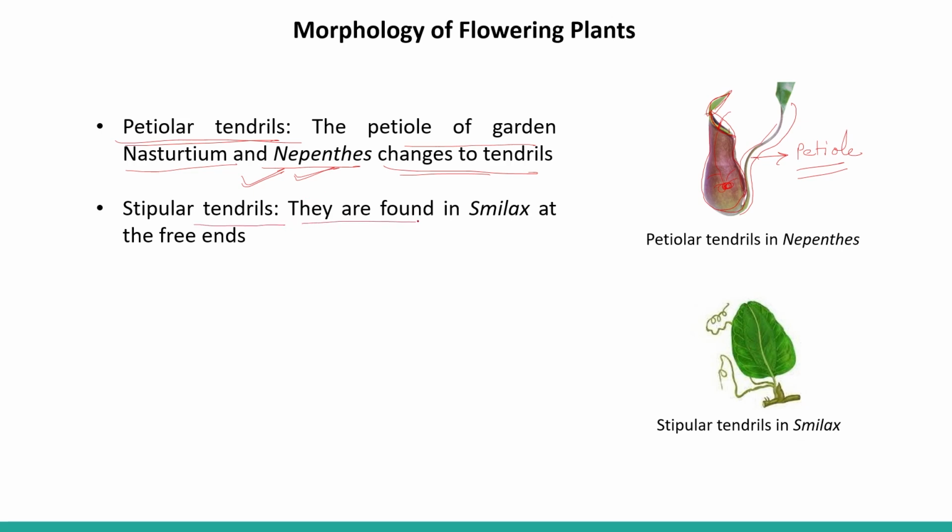Stipular tendrils are found in Smilax at the free end. Here we have studied that stipules are present as an appendage at the base of the leaf, right? In the case of Smilax, this stipule is modified in the form of a tendril-like structure. So there are different types of tendrils in the case of leaf.